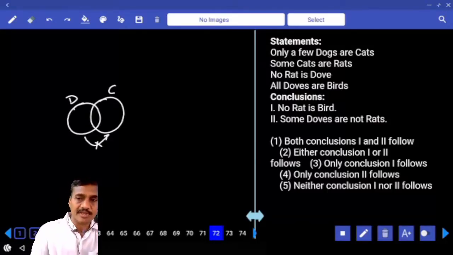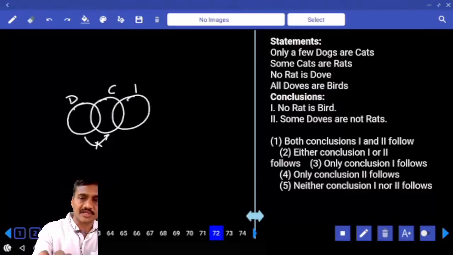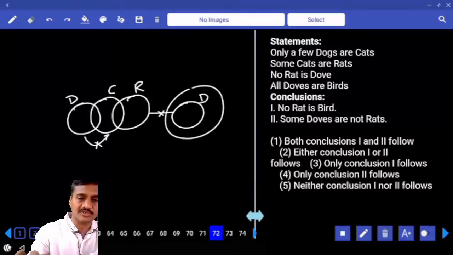And next one, and some cats are rat. These are the cats that are rat. No rat is a dove. No intersection between rat and a dove. And all these doves are what? All these doves are birds.